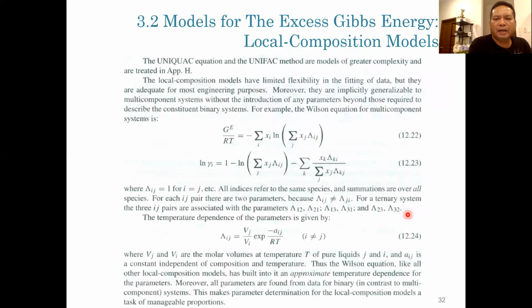For UNIQUAC, the UNIQUAC method is a model of greater complexity and is treated in Appendix H. If you want more detail on this, you can read how it has been developed. As you can see here, we have i and j, which means we can apply this equation for more than 2 species, 3 species or 4 species. So it is very similar to the NRTL. We need to find the coefficients first.